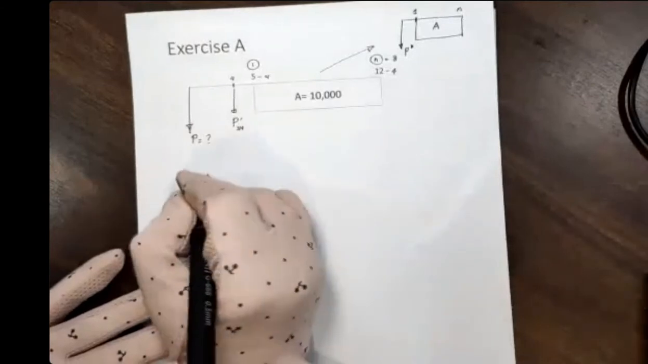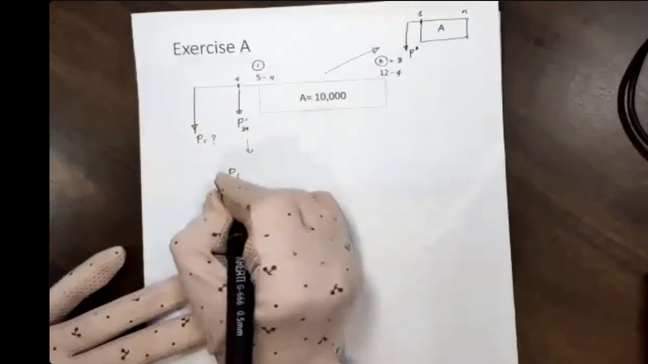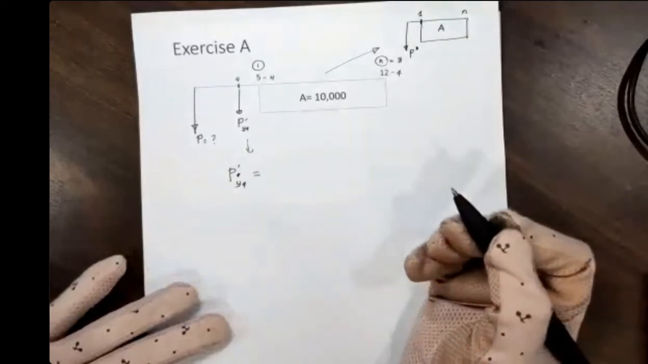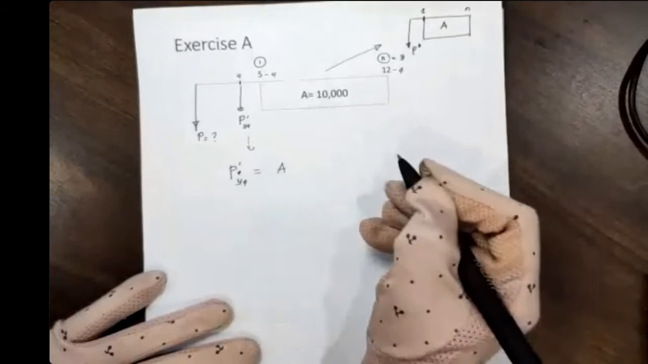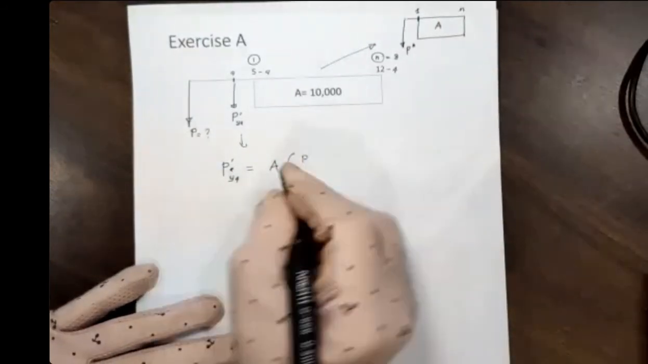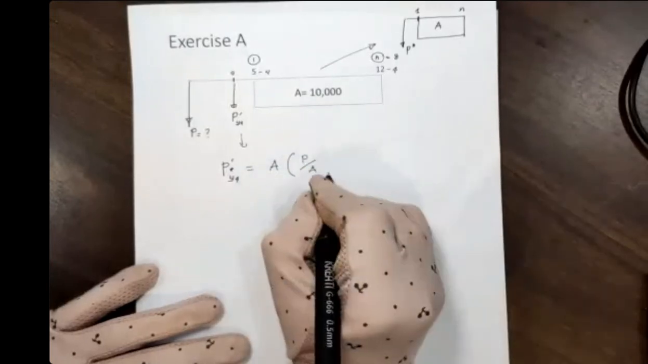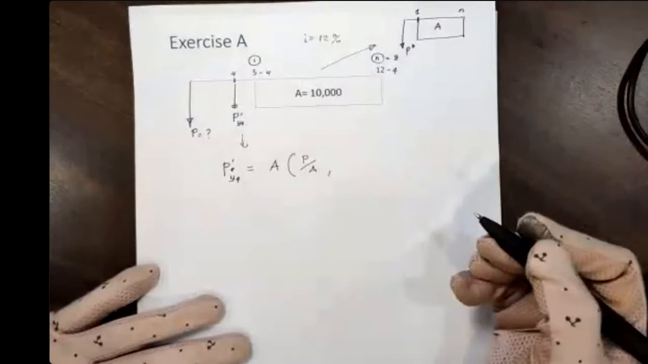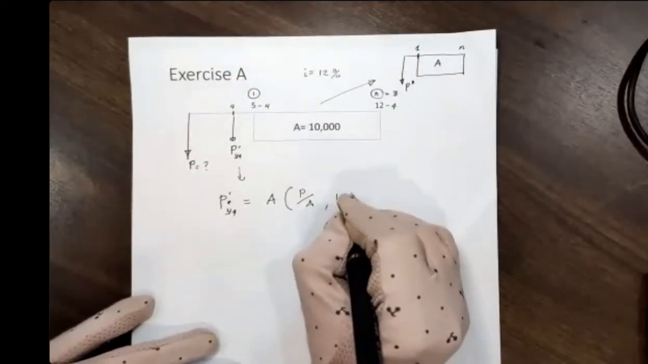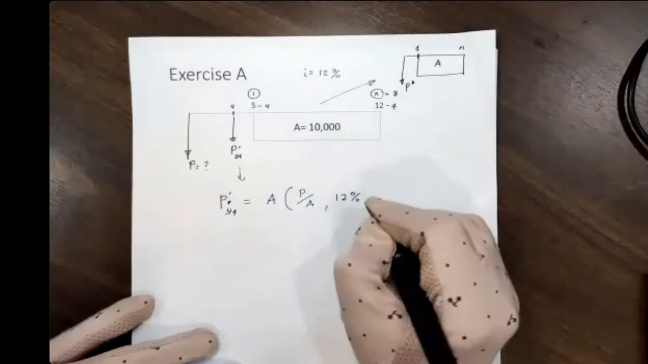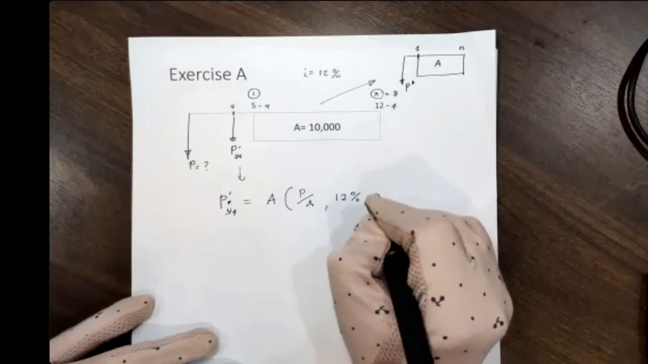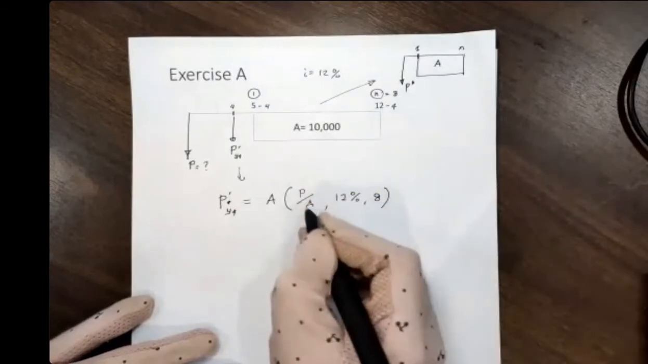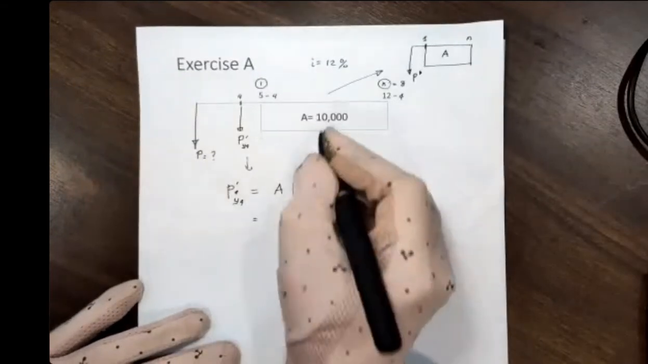Okay, so I should say that P dash at year 4 equals to, okay, you know A. P is what you want to find out, and A is given. Let's say i is 12%. Now n here is what? n here is 8, not 12. Okay, so you will get a number here. A is 10,000.